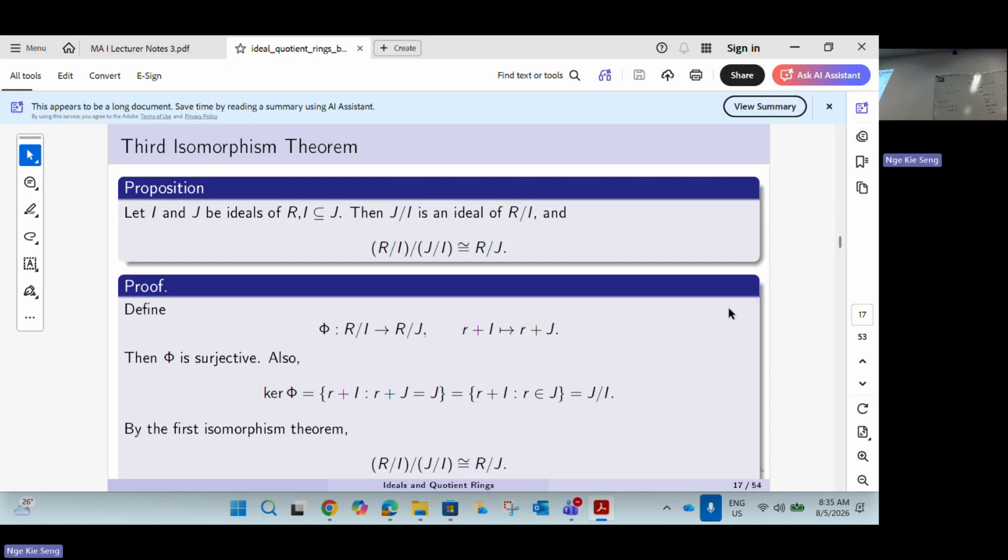This is to check that the kernel is J mod I. And this is to check. Just take this to see.